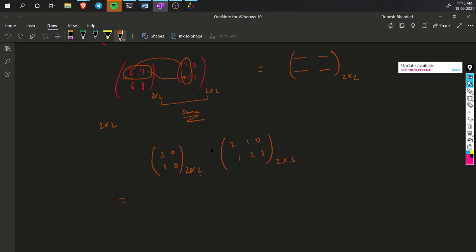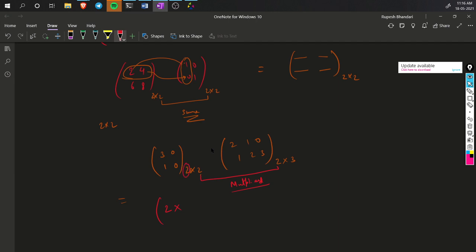Yeah. So how can we multiply this? So if it is possible as well, how can we multiply it? Right, that's the big question over here. So see, this number and this number is common, right? So basically 2 and 2 is common. So basically it can be multiplied, right? What will be the new matrix that will be formed? It will be of which order?